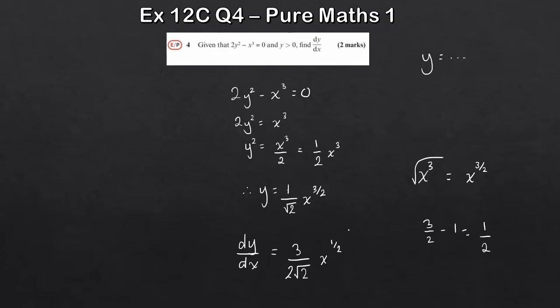So just a 2 marker to get started, but it's very important we get it into this form here. Before you can differentiate, we need it in that form. So that's the first question done. Let's take a look at the next one.